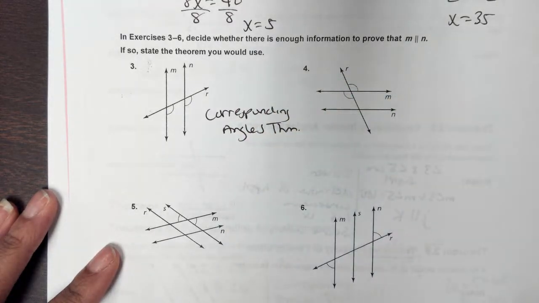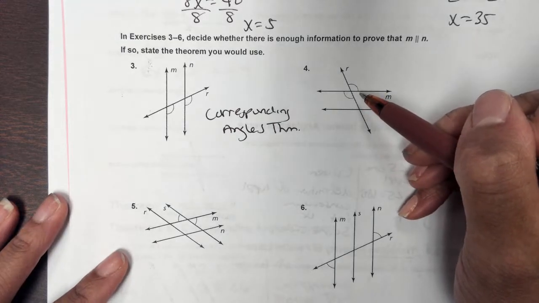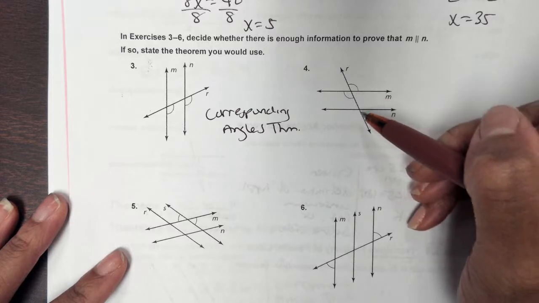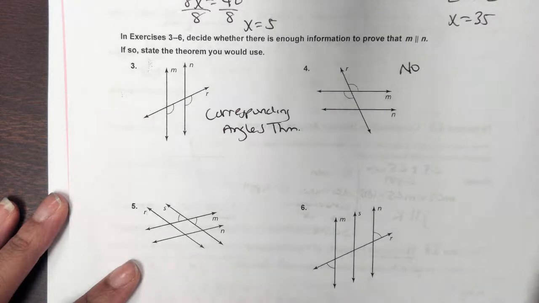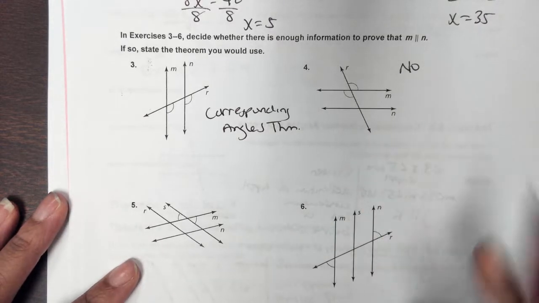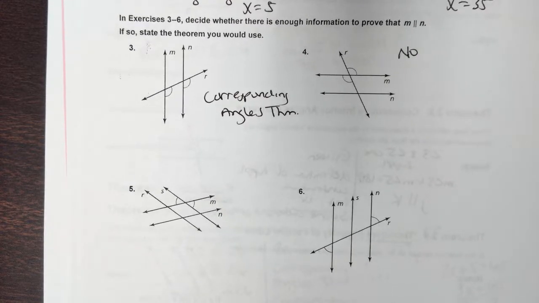Okay. Now 4 is talking about, are they vertical? They're actually vertical angles, but is it enough to tell me that m is parallel to n? No, they are not, because I only have vertical angles when we're talking about the theorems that we were given. So see if you can do 5 and 6 on your own. Do I have enough information to show that I have m that's parallel to n? And that is the conclusion of our notes, and thank you so much.